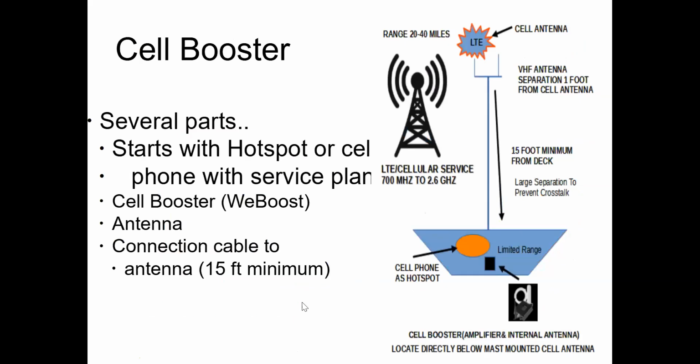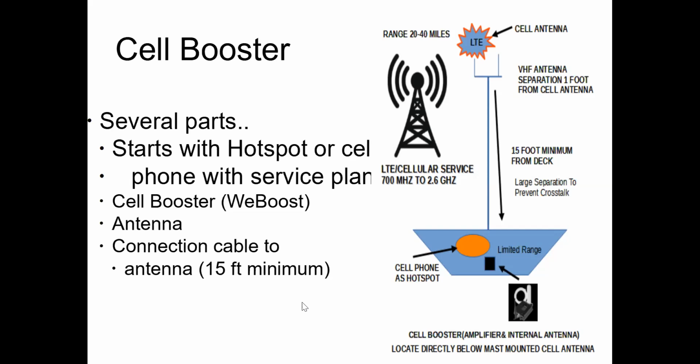Cell boosters. Now this starts with a hotspot or cell phone with a service plan. You can have a booster. You put that antenna at the top of the mast, 15-foot minimum from the deck. And then you're going to go down to inside your boat where you have a booster, amplifier, and a cell phone. I take one cell phone, and thanks to Louis Soltero for this, I plug a little hub into it. And then I'm able to use many devices going through that one cell phone.